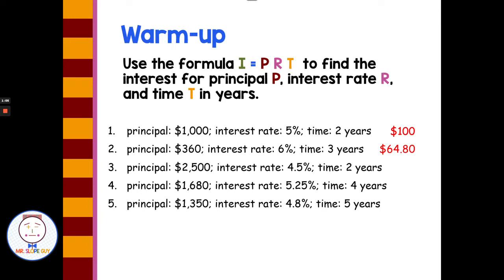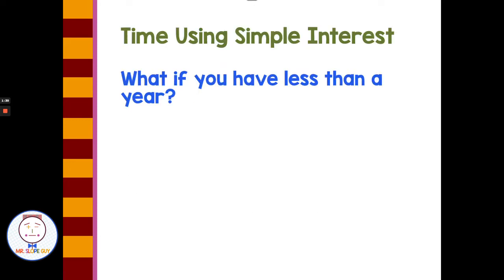Number 2, $64.80 in interest. 3, $225 in interest. 4, $352.80 in interest. And number 5, $324. Now, all these were in whole years. We had 2, 3, 2, 4, 5. What if we had part of a year? What would you do if you have less than a year?